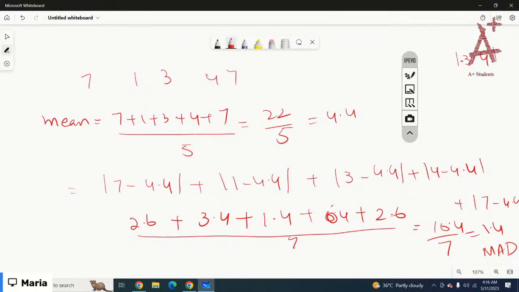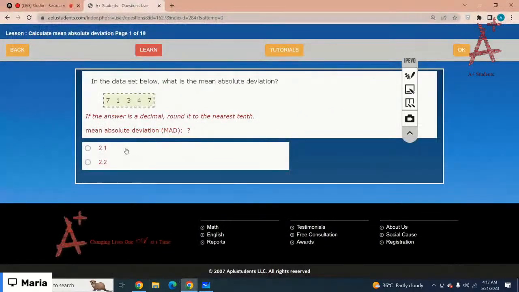And 7 minus. Oh, you have to divide by 5, not by 7. They are 5 in numbers. Got it? So it would be 10.4 divided by 5. That would be 2.08. So the correct option is 2.08, not 1.4. Got it? The mean absolute deviation of the data is 2.08. You can round it off to 2.1.